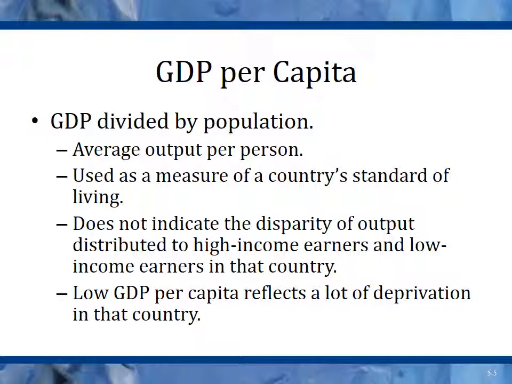The per capita GDP is the average output per person. It's used as a measure of standard of living. Does not indicate the disparity of output. In other words, if there's a tremendous disparity between the top wage earners and the low wage earners, the per capita GDP kind of levels that out. And a low GDP per capita reflects a lot of, basically, if you have a very low GDP, that makes you a third world country. You're a country that is going to struggle economically and politically, typically.